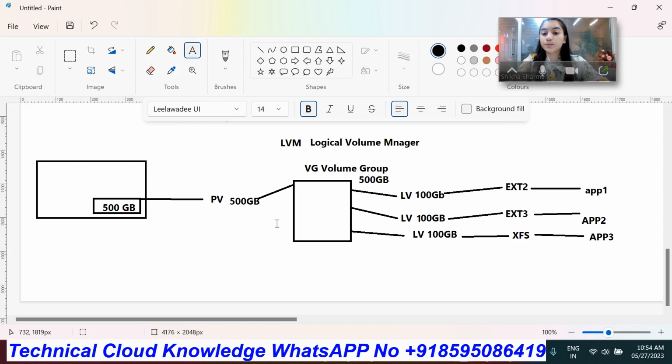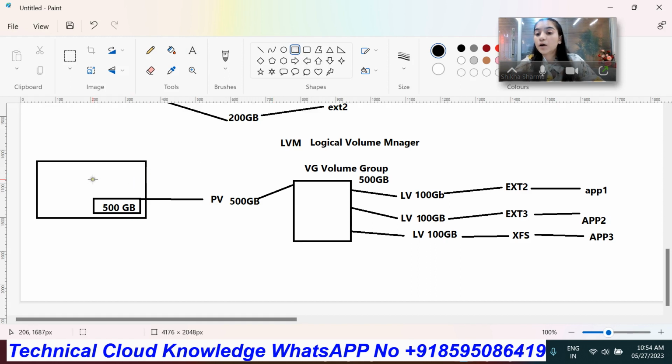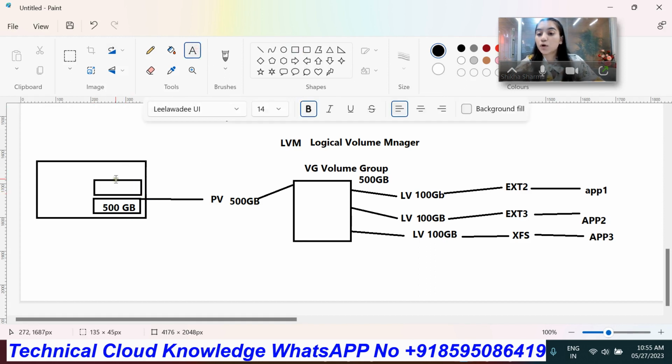Now what do we need to do? I think most of you have an idea that we need to delete this volume group and create another volume group with the extended space. But in such a situation, we do not need to do this. What we will do is create or set up a new hard drive on our physical server, which is also 500 GB.